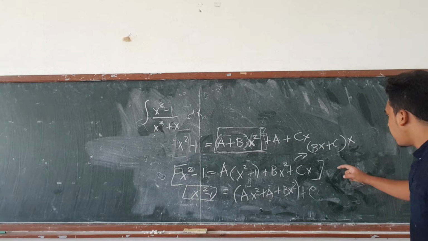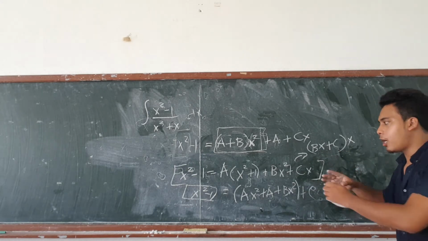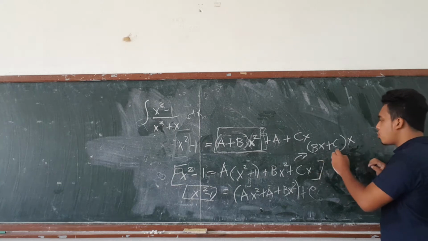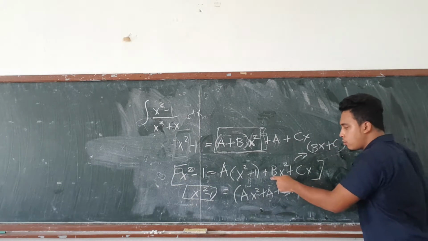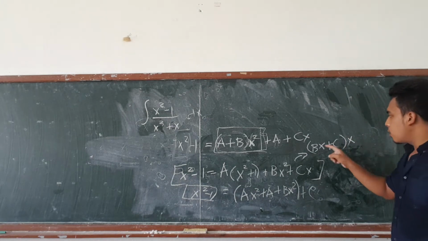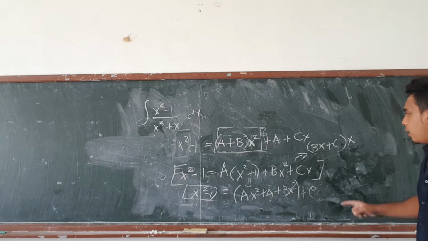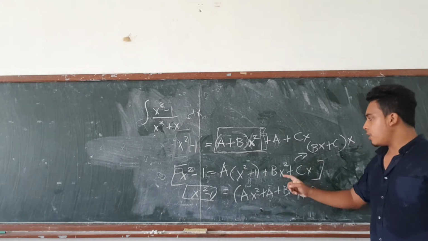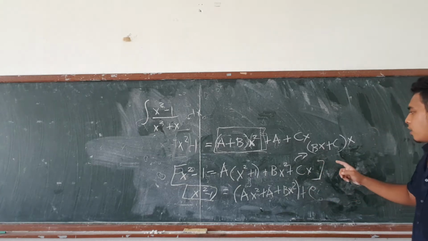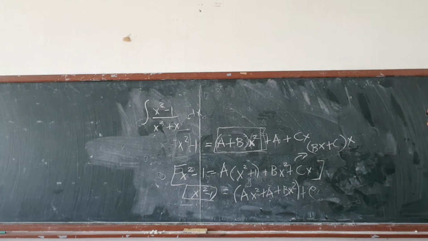So since we can make this expression into this expression, let's check if this expression is equal to this expression. So x times bx is equal to bx squared. Then c times x is equal to cx. So bx squared plus cx is equal to bx plus c times x.